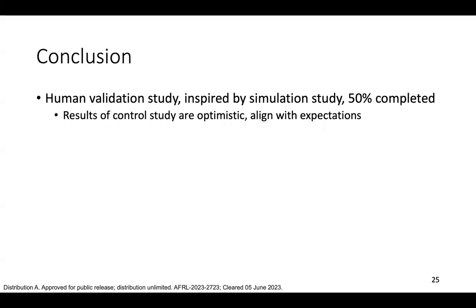In conclusion, we have presented the results of a control experiment, which constitutes half of a human validation study that was inspired by a simulation study presented at Cite 2020. The results are optimistic in that they align with our hypothesized expectations to the extent that we can evaluate our hypotheses so far without having conducted the adaptive experiment yet. With that in mind, let's revisit our original hypotheses.